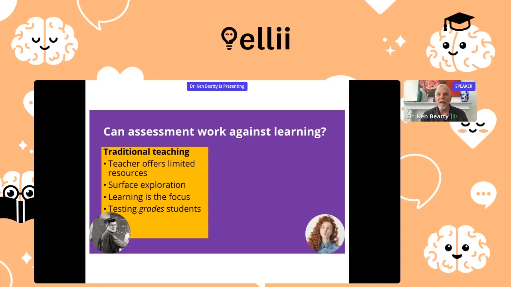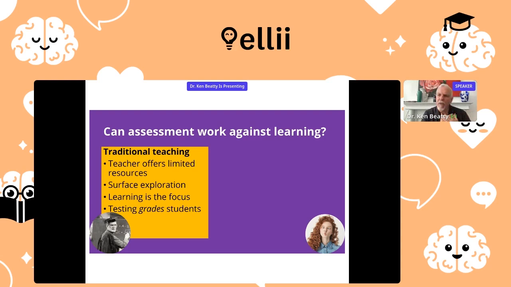So can assessment work against learning? Well, we have to go through the paradigm of what is traditional teaching and how people learn on their own. In traditional teaching, there are limited resources in the classroom. That's that textbook I was talking about. And again, when we go back to Ellii, that's why I love Ellii: there are more resources you can get when the ones you have in the classroom aren't quite enough or don't deal with contemporary issues or special issues that are really only for your students.